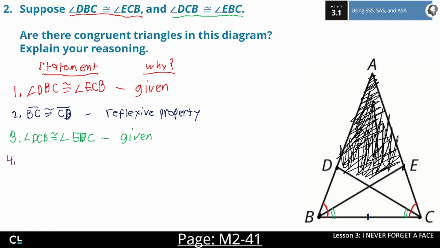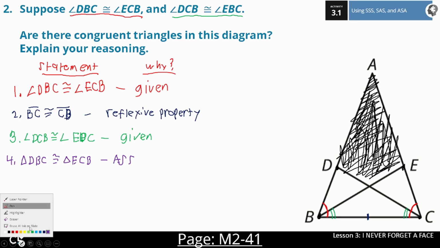We could say step 4, triangle DBC is congruent to triangle ECB. Why? Angle, side. Whoops. It's math. Uh-oh. Get rid of that. Should be angle, side, angle congruency. And there we go. We just proved 2 more triangles congruent here.